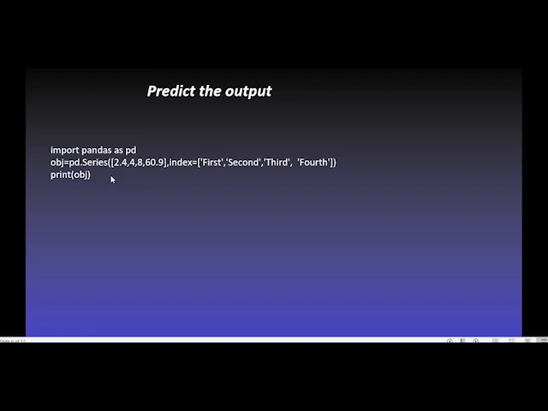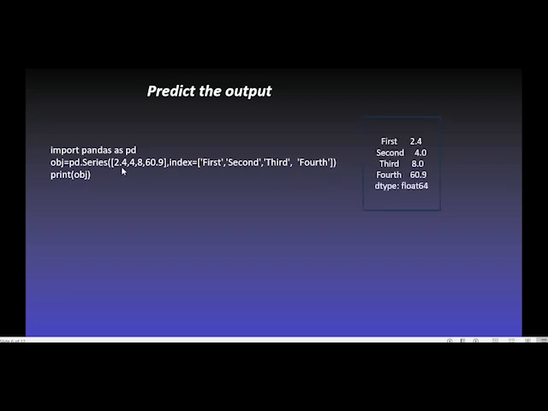Now when we create a series by passing a list with both index and data list, the number of elements in the data list and index list must be the same. Otherwise it will throw an error. That you should keep in mind. Okay. So now what will be the output of this code snippet?